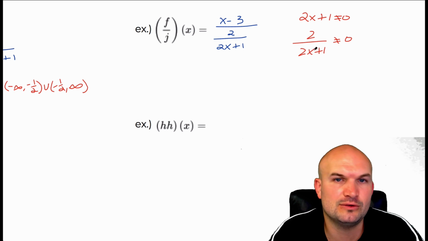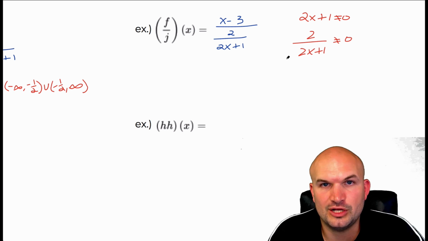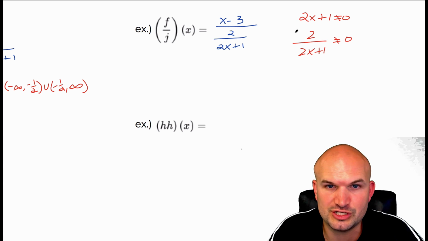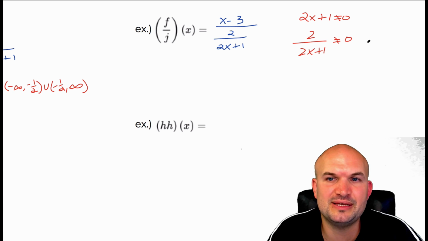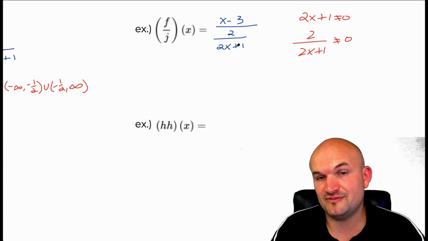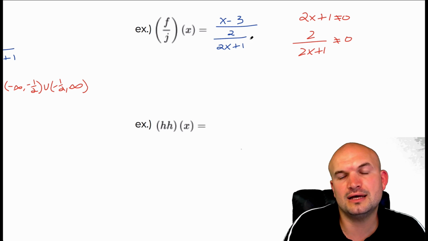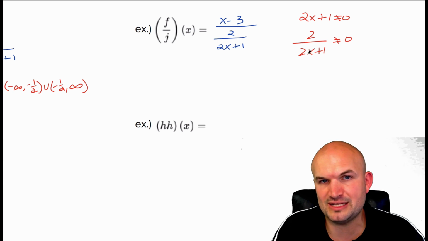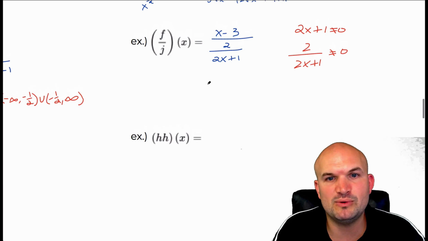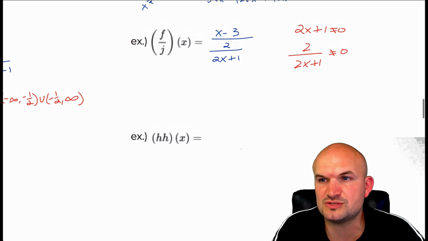You have 2 cannot equal 0, which is obviously undefined, doesn't make sense. So therefore, we can see that the only restriction here is going to be that 2x plus 1 cannot equal 0. Now, I can simplify this. Again, I know my domain is going to be what was brought in with the j of x, but we can simplify this to get a clear idea of what this would look like.